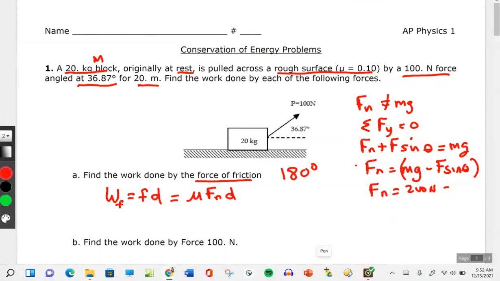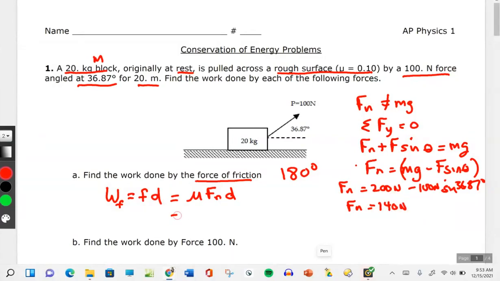So I ran out of room here. We'll say 100 newtons times the sine of 36.87. Yep, we're going to run out of room. Let's just start all over. So the normal equals 20 times 10 is 200 newtons minus F, 100 newtons, sine of 36.87 degrees. That normal is 140 newtons.